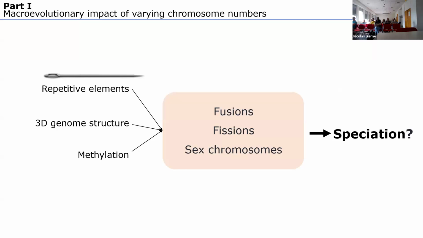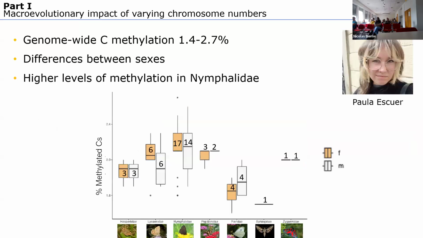We also look now into methylation. So methylation, the idea is that it could regulate the expression of genes, but also mediate the expression of repeat elements. Here, we went also at the macroevolutionary scale. So we went for whole genome bisulfite sequencing for more than 40 species that we had in our freezer. What you can see is overall, we have a relatively low level of methylation, just a few percent, which is actually what you would expect for Lepidoptera.